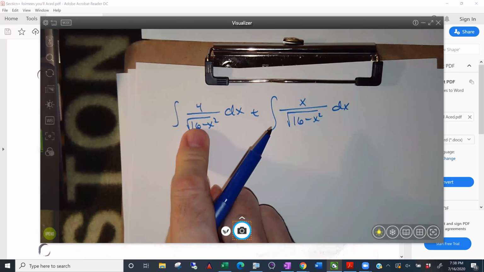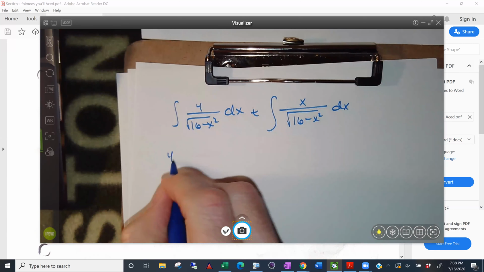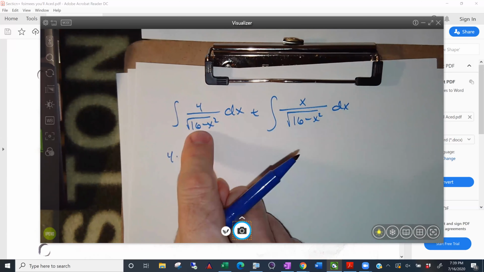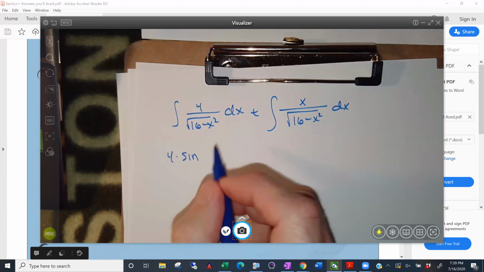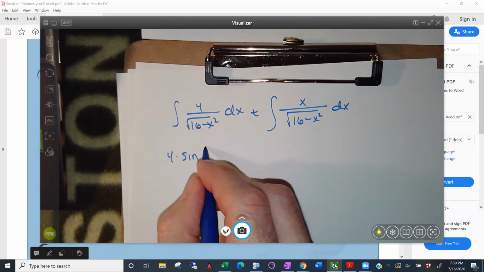This first one is going to integrate as 4 times something. Well, I've got dx over the square root of 16 minus x squared. That's exactly my inverse sine there. So it's going to be 4 times the inverse sine of x over 4.